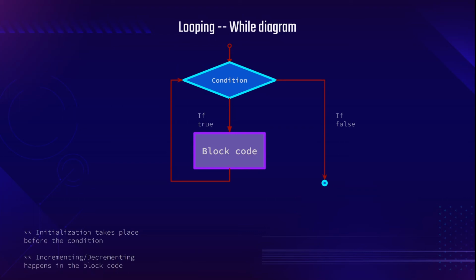Obviously, all loops require some kind of initialization, because if not, you're going to be stuck there forever. But, here's the key. In while loops, initialization takes place before the conditional. And incrementing and decrementing happens within the code. Not that it doesn't happen in for loops, it's just more explicit up top.